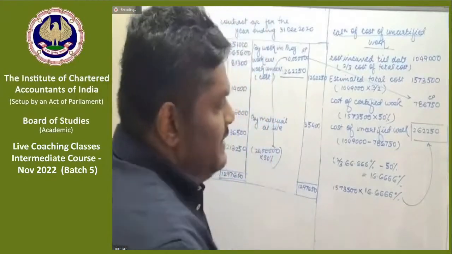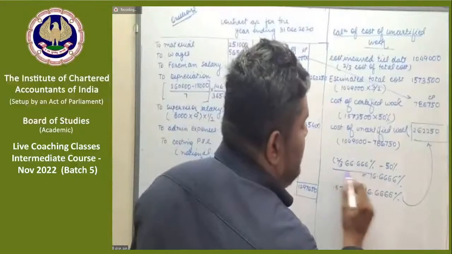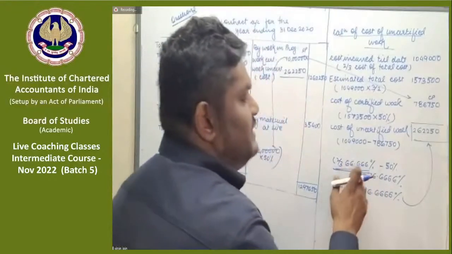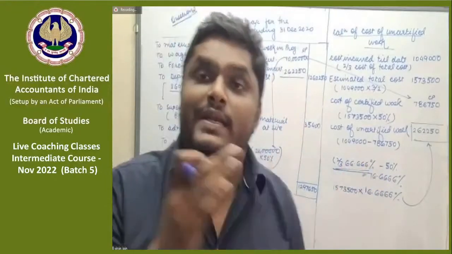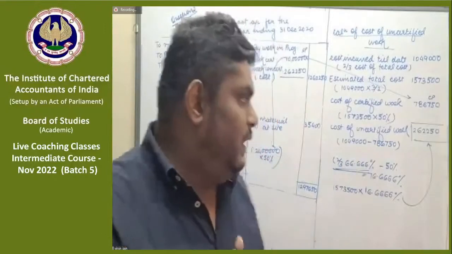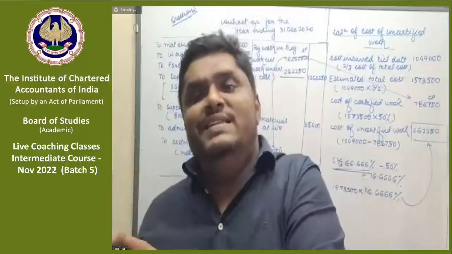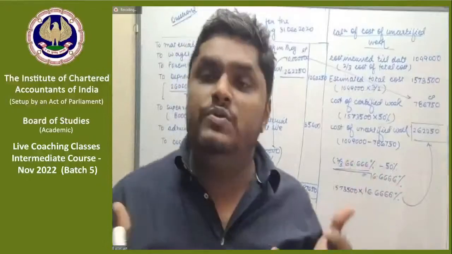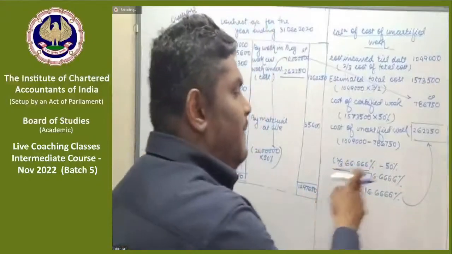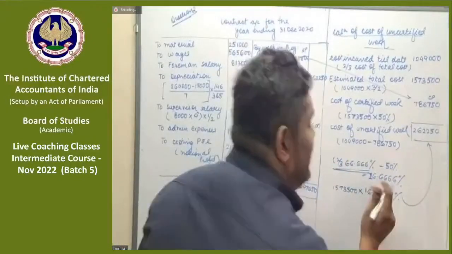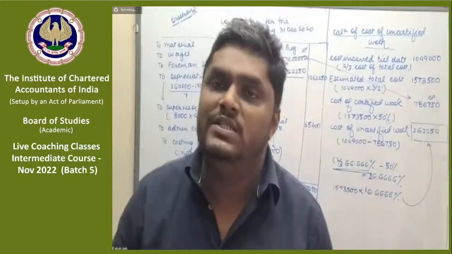Surya, see, total work completed till date is how much? 66.666%. That is 2 divided by 3 into 100. Of this, 50% is anyway certified. So how much will be the work that is not certified? 66.666 minus 50, so this will be 16.6666% not certified.